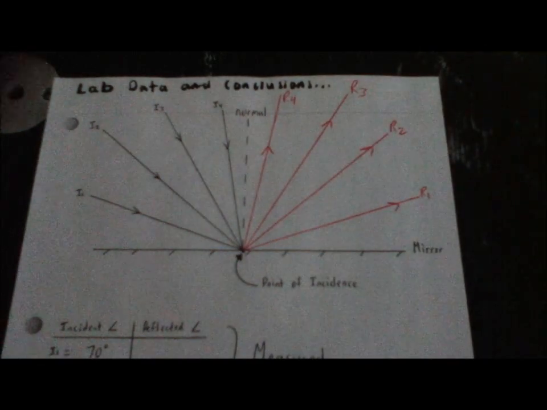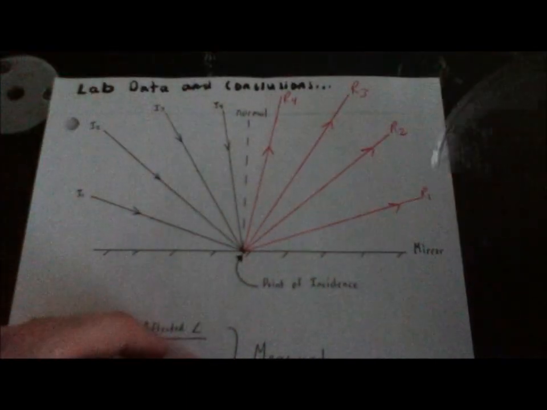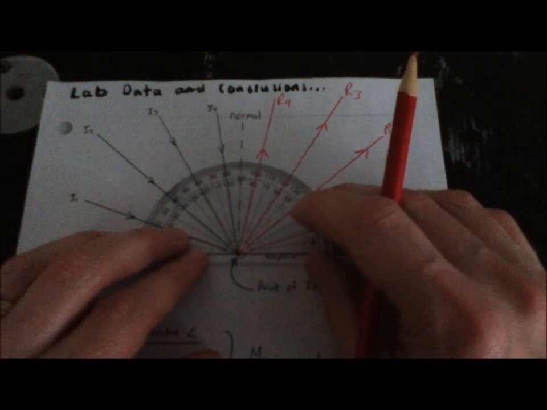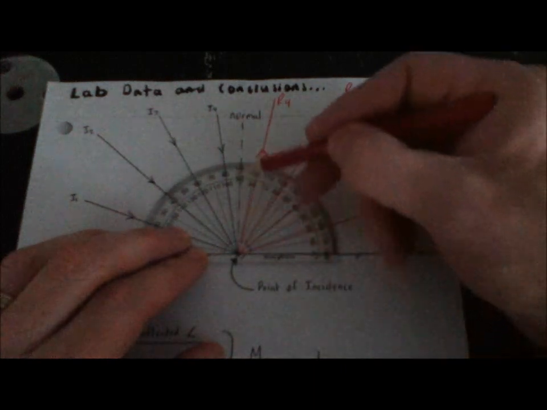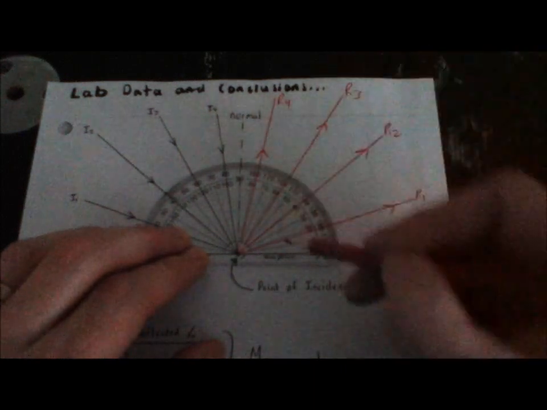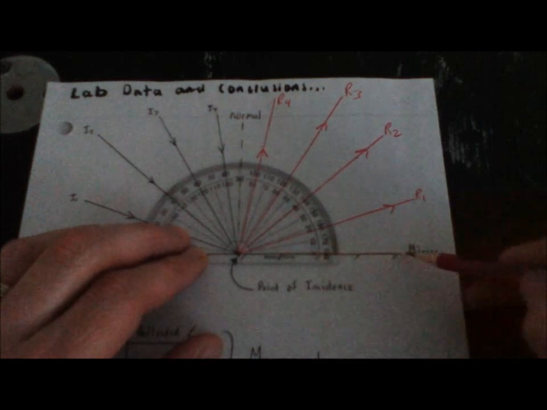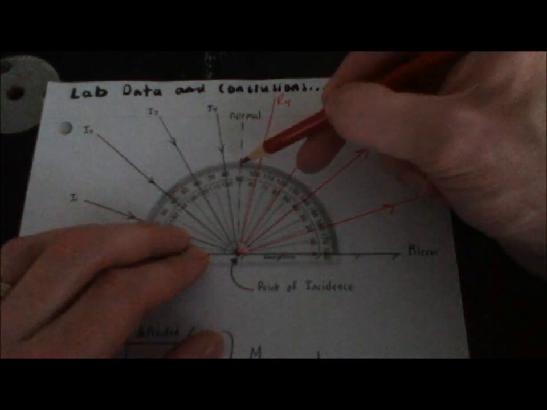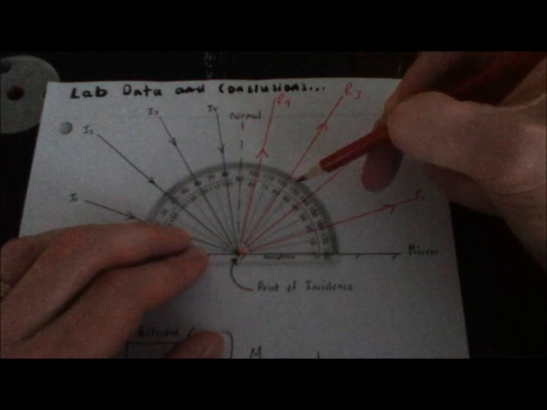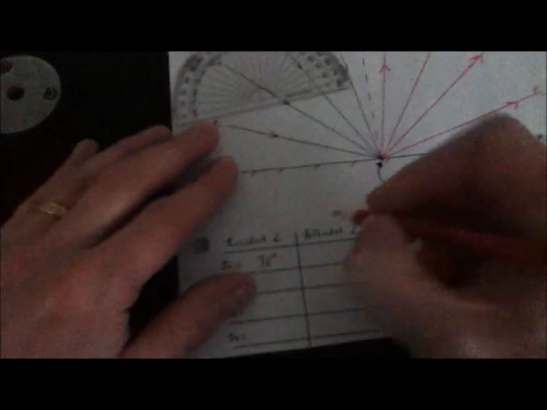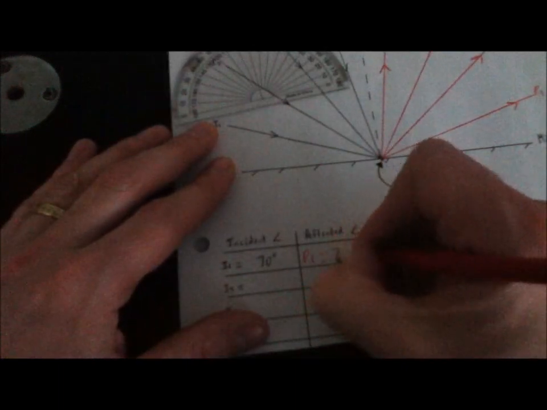And we'll use our protractor for that. Okay, so let's do R1. So we stick down our protractor so that 90 line is right on the normal, and then our bottom portion of our protractor is right on the surface of the mirror. Let's count from there. So we got 10, 20, 30, 40, 50, 60, 70 degrees. So we write R1 equals 70 degrees right there.